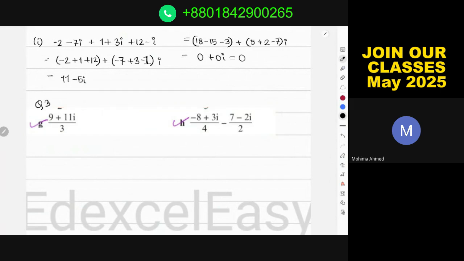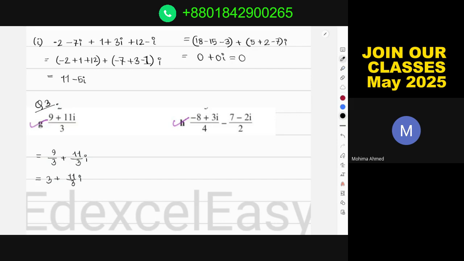Question 3, right? Then again, over here for question G, what you can do is that 9, you can separately write that 9 is divided by 3, and then 11 is divided by 3i, right? So in that case, you get 9 divided by 3 plus 11 divided by 3i, which gives you 3 plus 11 over 3i, right? And that is it. Over here, you cannot do anything more than that.